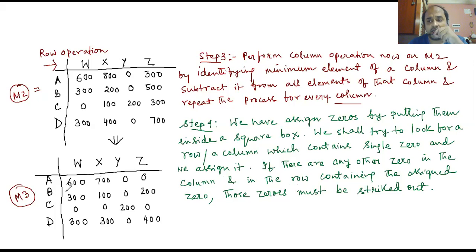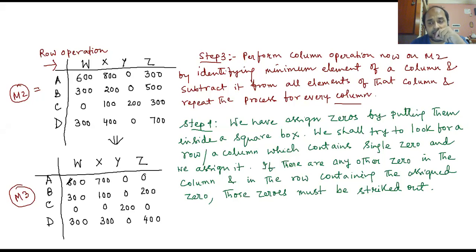I shall go sequentially. First of all, I'm going to check the first row, and I'll try to look for whether the first row contains a single 0 or not. If not, then I'll go to the next and I'll check whether that row contains single 0 or not. If there are no such rows which contains a single 0, then I shall start with column checking. I shall look for the single zero in the first column. I shall look for the single zero in the second column, and so on.